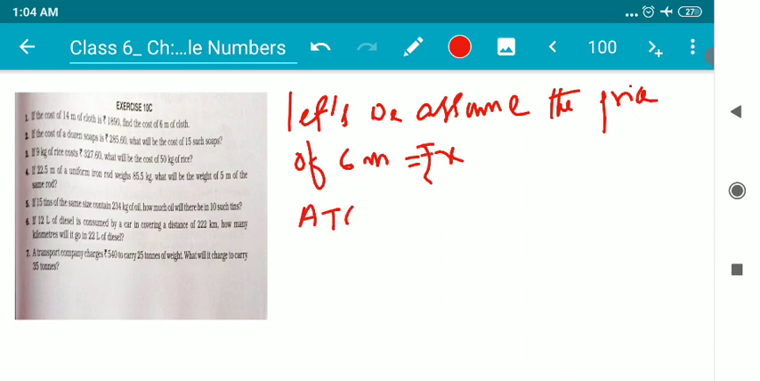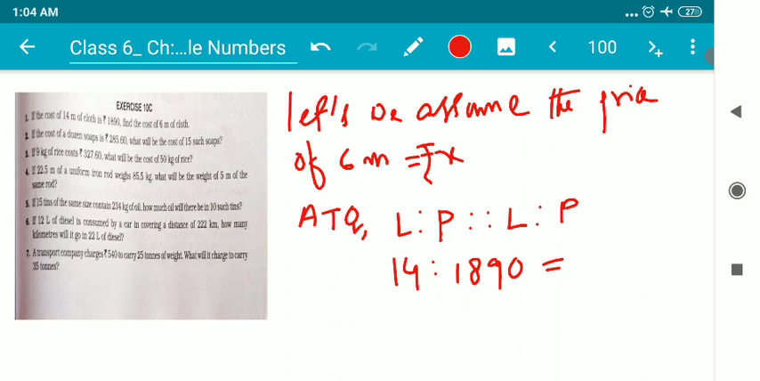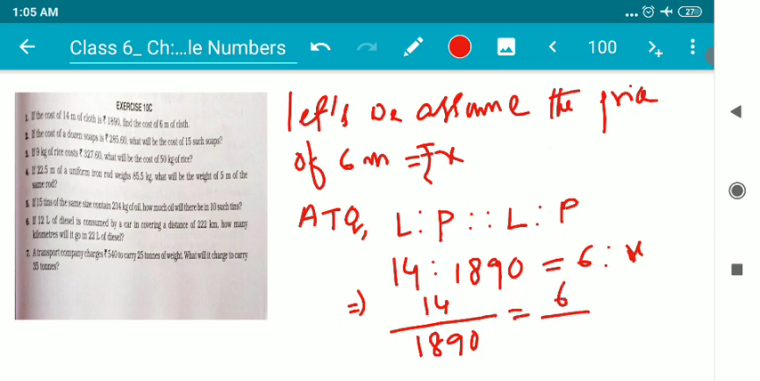So according to the question, children, we know the format of proportion. Length is to price, proportion, again length is to price. So the length was 14 meter, is to price was 1890, equal to, instead of proportion we can write equals to, length was 6 meter, price is X rupees. 14 is to 1890 equal to 6 is to X. We know "is to" means division, so 14 by 1890 equal to 6 by X.